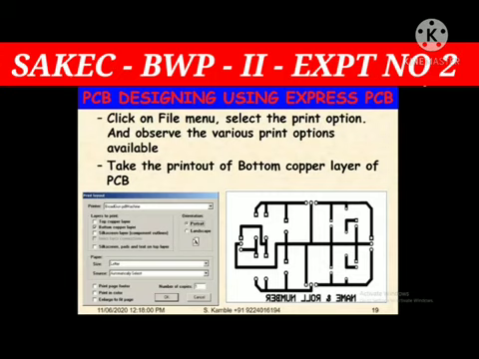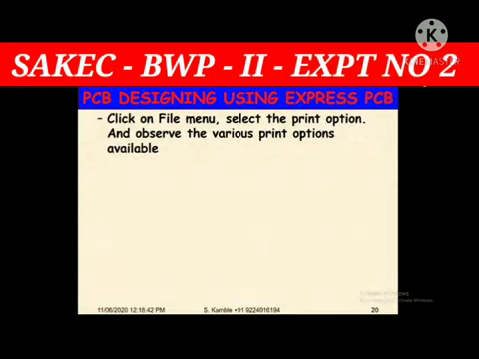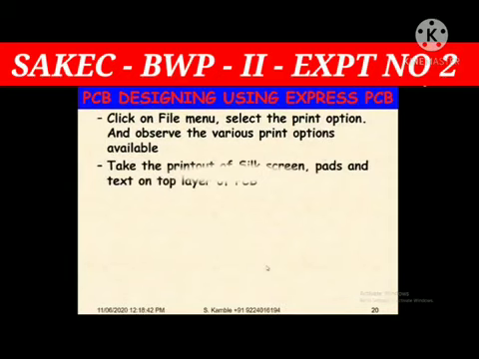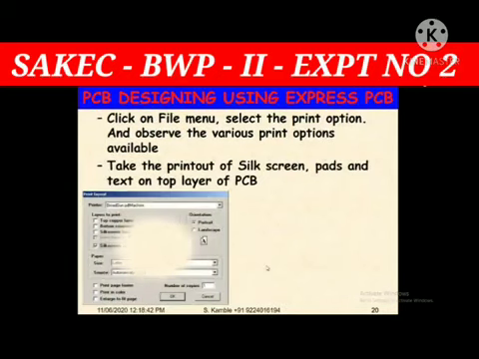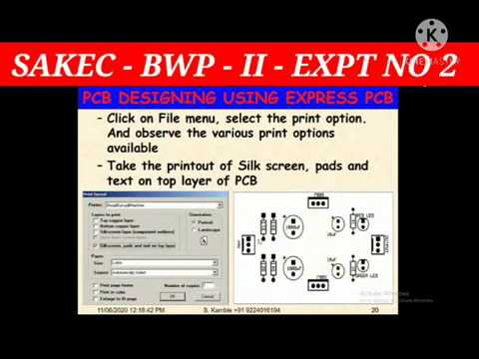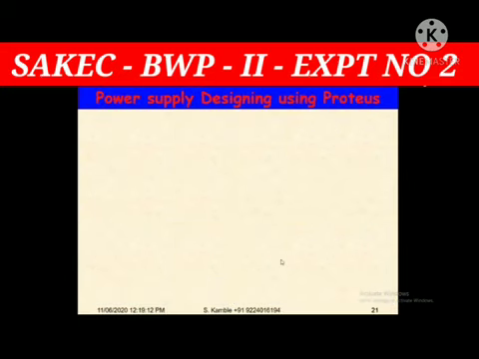If you want component layout, again click on the file menu, select the print option, and from that you can select silk screen pads. So silk screen pads and text. So you will get this diagram. This is the top view, and previously it was the bottom view. So this software is the theoretical part. Now we will go for the practical part.